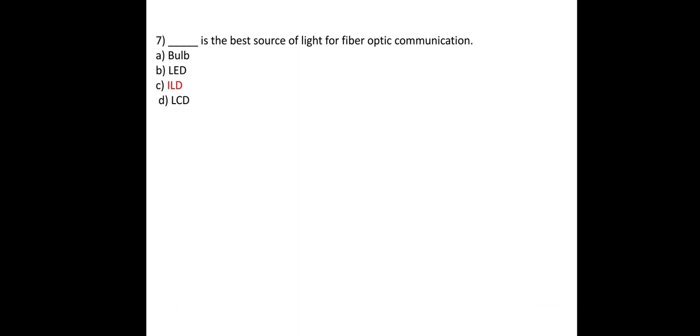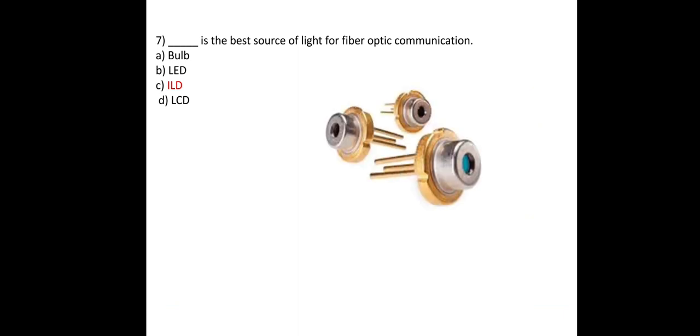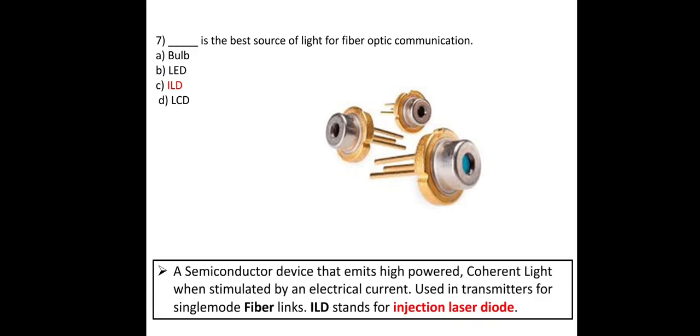Next question: dash dash is the best source of light for fiber optic communication. Okay, option A bulb, option B LED, light emitting diode, option C ILD, and option D LCD, liquid crystal display. The correct option is C, ILD, injection laser diode.